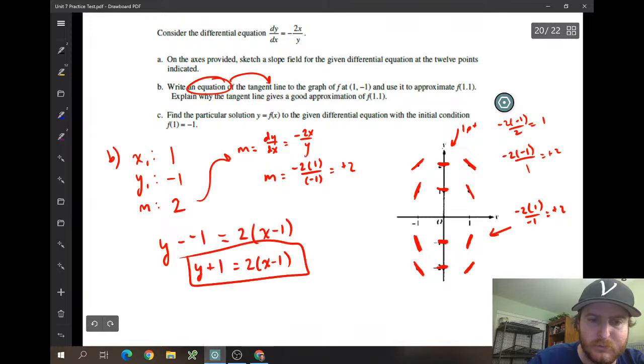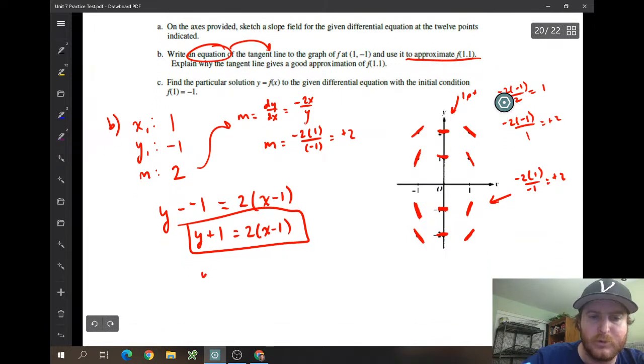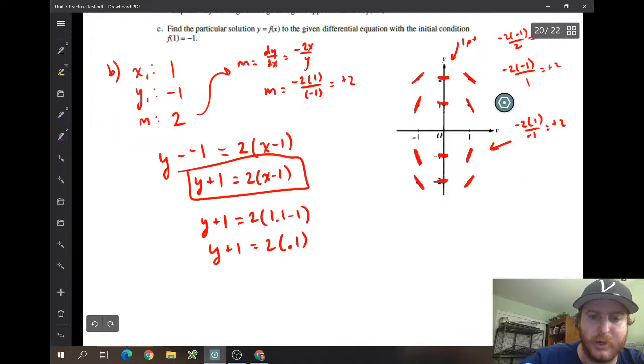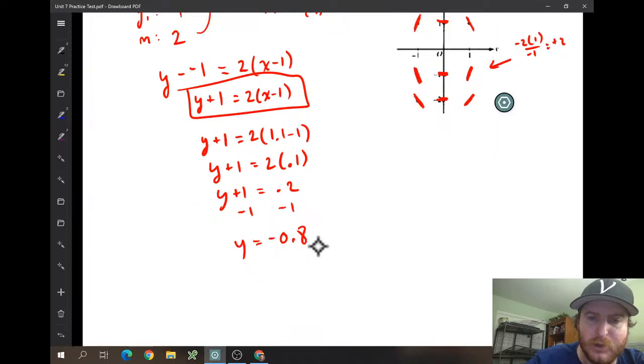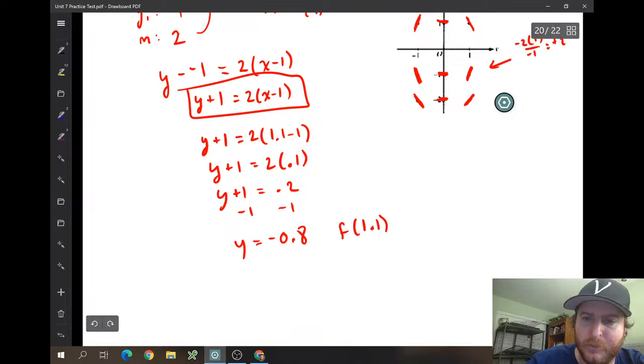Yeah, that's not a hard point to get. We should absolutely get that point. Then it says use it to approximate f of 1.1. So do y plus 1 equals 2 times 1.1 minus 1. That's y plus 1 equals 2 times 0.1. 2 times 0.1 is 0.2. You don't have to show all of these steps. You can do a lot of this in your head. Then subtract 1. And we get y is equal to negative 0.8. You can box this, or you can rewrite it as f of 1.1 is approximately negative 0.8.